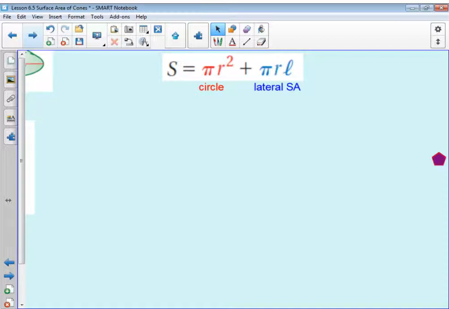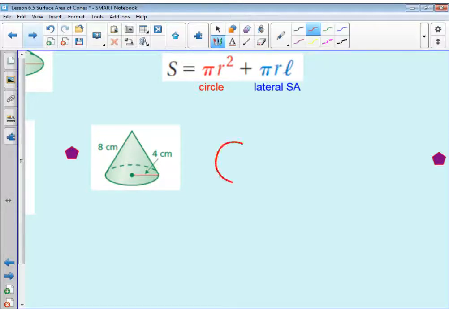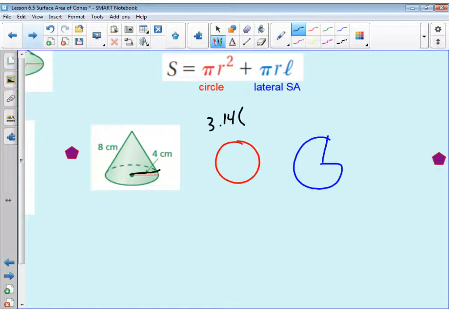Okay, let's try one more together. Okay, so we've got our two pieces. We have a circle, and then we've got our lateral surface area like Pac-Man. Okay, so for our circle, we're going to do pi, 3.14, times our radius, which is 4 squared. So 4 squared is 16 times 3.14 gives me 50.24.